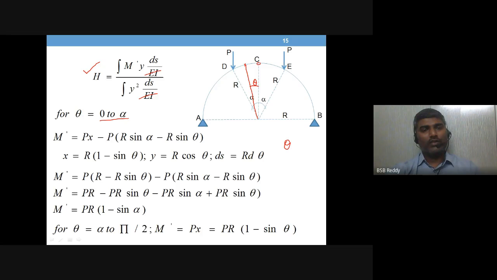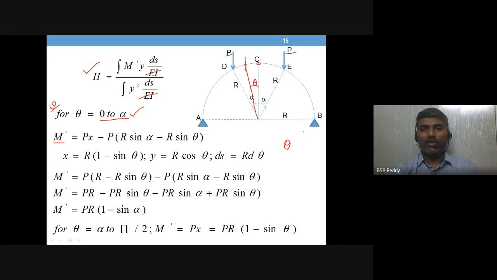So theta equal to 0 to alpha means you are taking a section in the CD portion. This is for portion CD. Now what do you write for m dash? The sum of all moments to the left of this point. So what loads do you have to the left of this point? What is the total vertical load? P plus P, 2P.